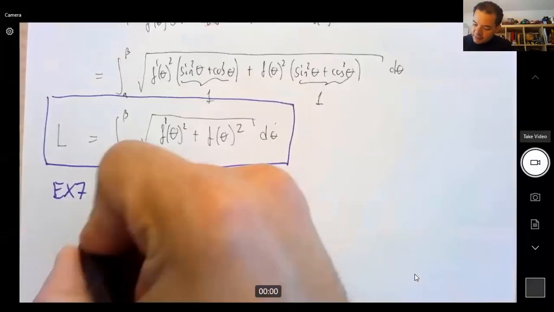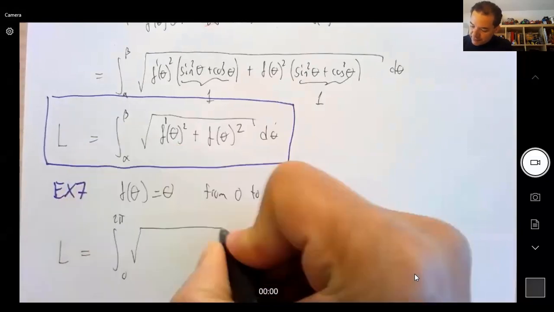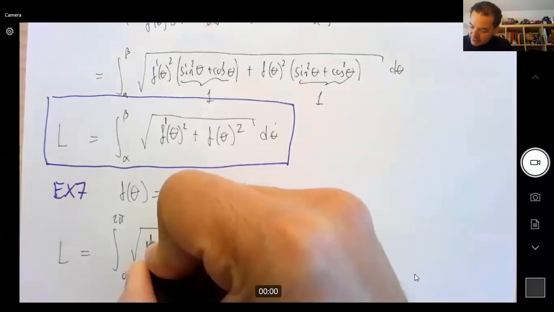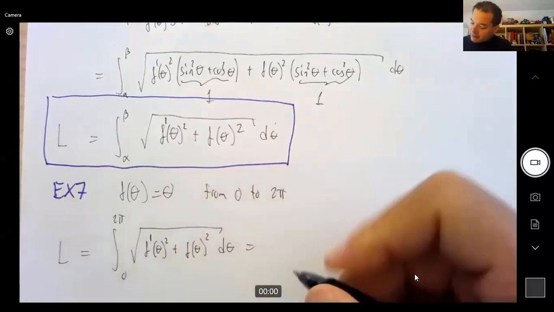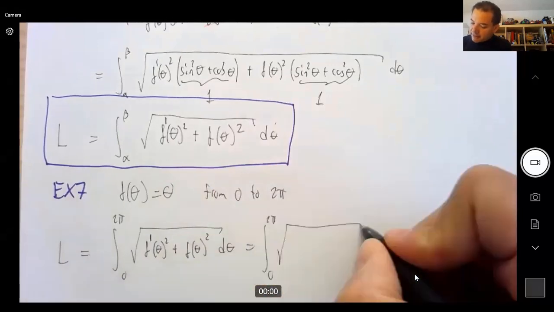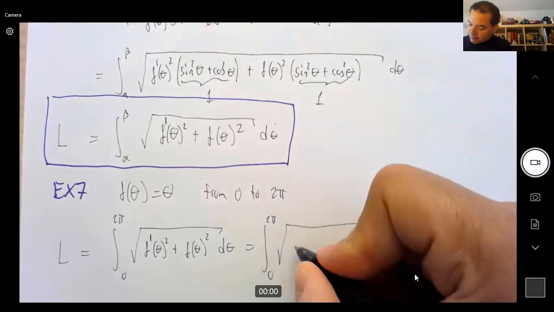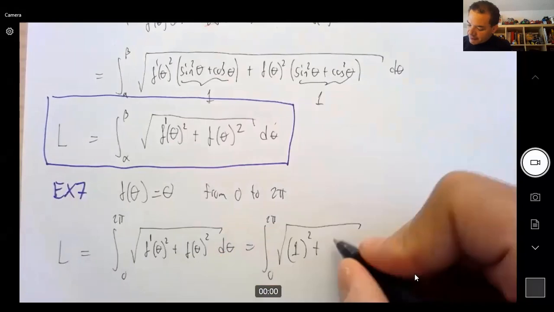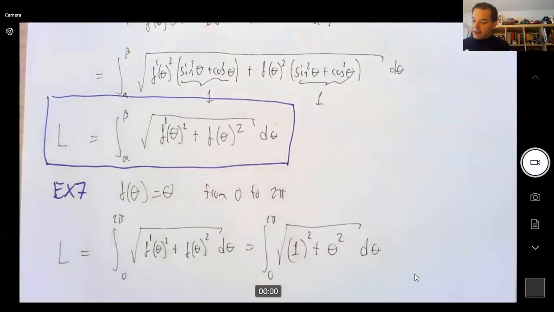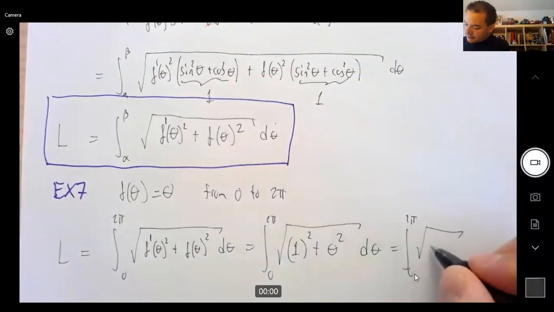The length we want is the integral from 0 to 2 pi of the derivative squared plus the function squared. That's our formula, right? The derivative of theta is just 1, so that's 1 squared. And the original function is theta, so that's theta squared. So as far as setting up the integral, we're done. And this was really easy. It's just the integral of the square root of theta squared plus 1.